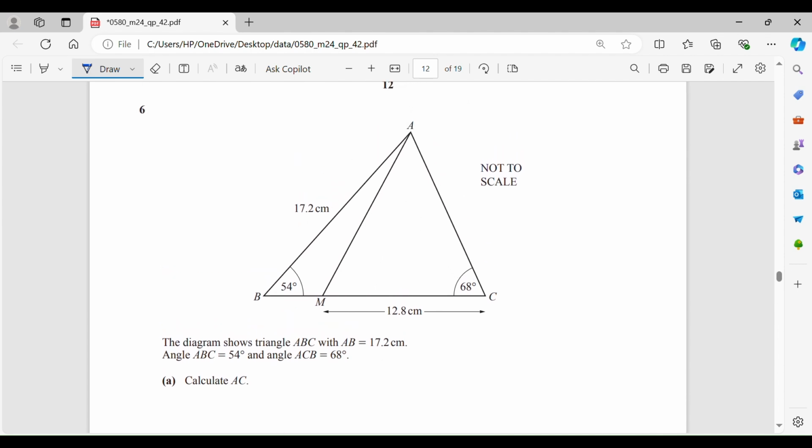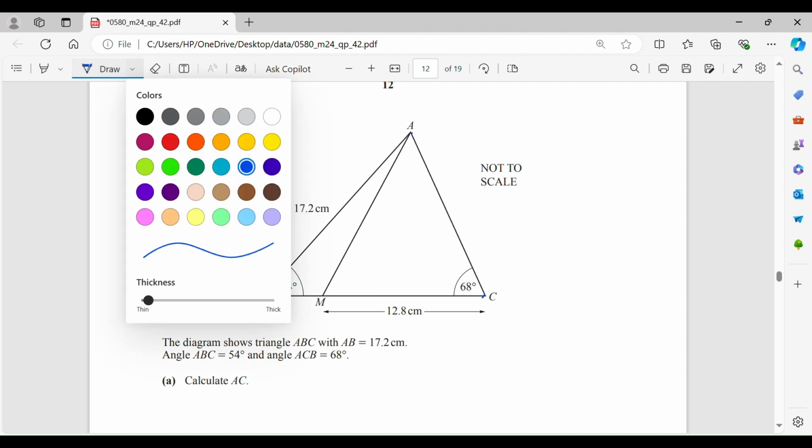The diagram shows the triangle ABC, with AB equal to 17.2 centimeters, angle ABC is 54 degrees, and the angle ACB is 68 degrees. Calculate AC. So we need to find this length AC. Now here we will use trigonometry.